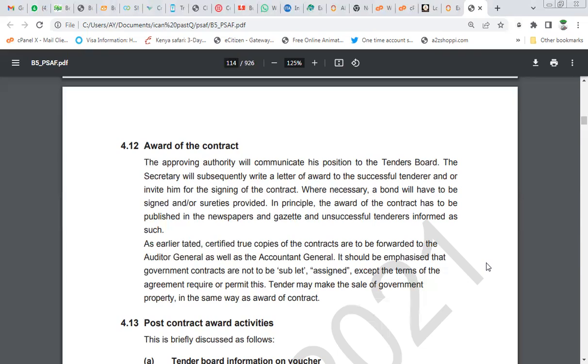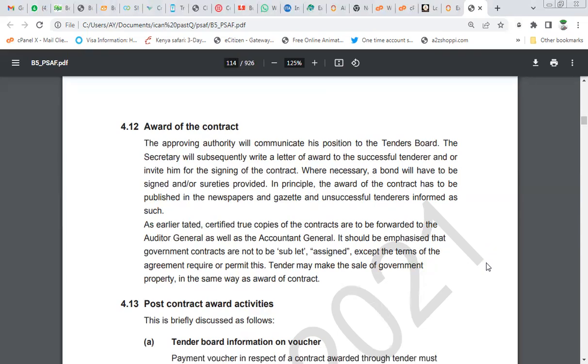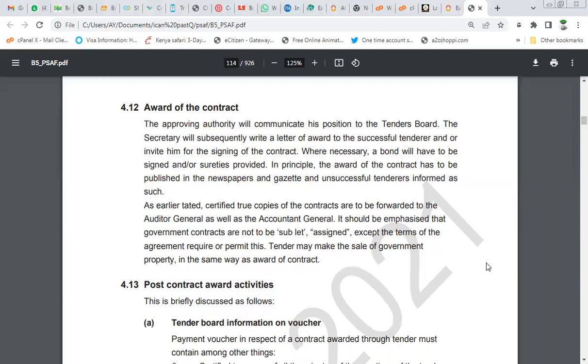As earlier stated, certified true copies of the contract are to be forwarded to the Auditor General as well as the Accountant General. These are all control measures which government has put in place just to monitor the way public funds are being spent or distributed.